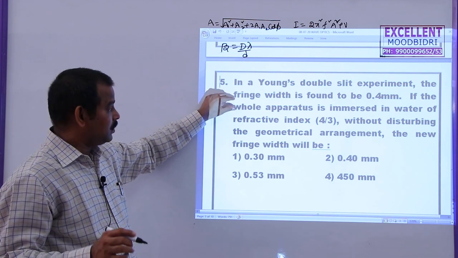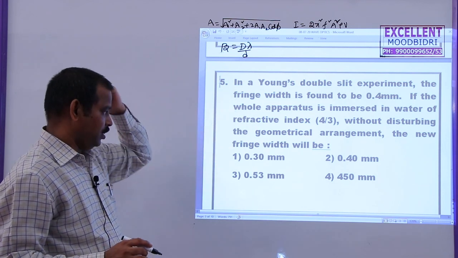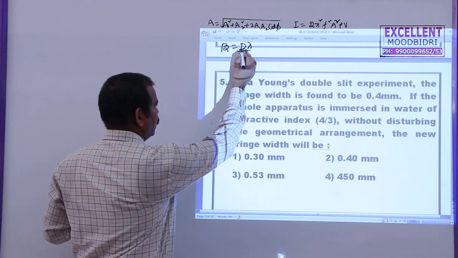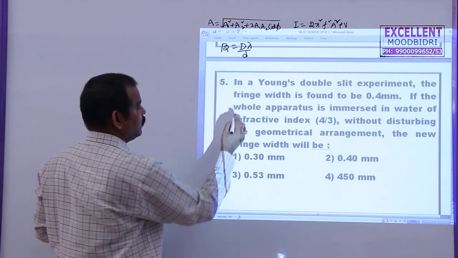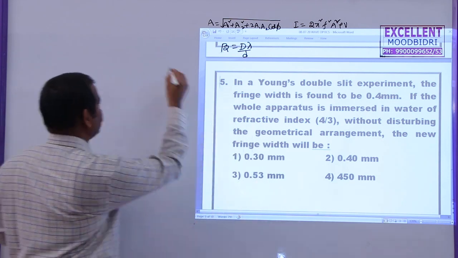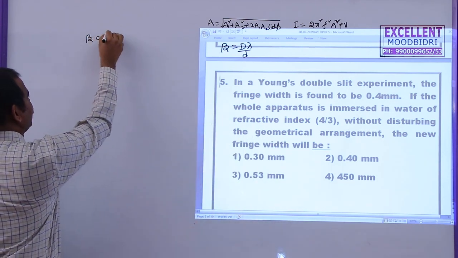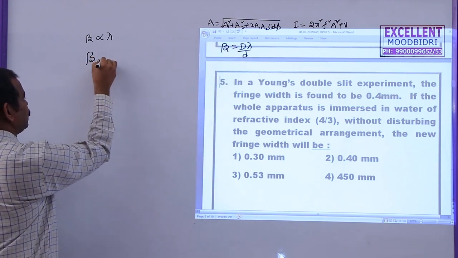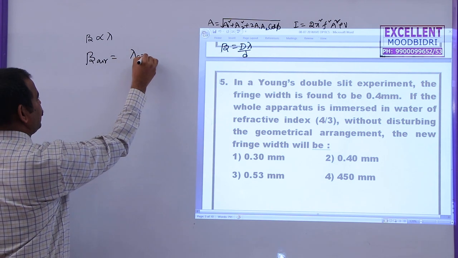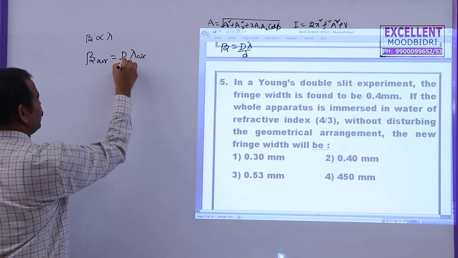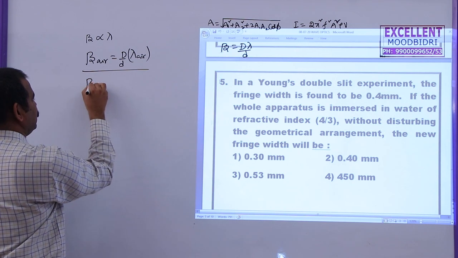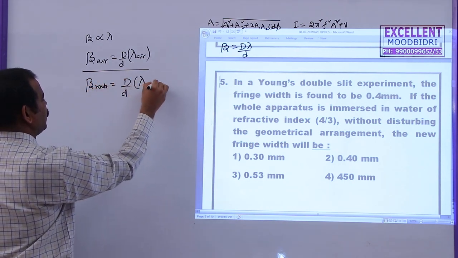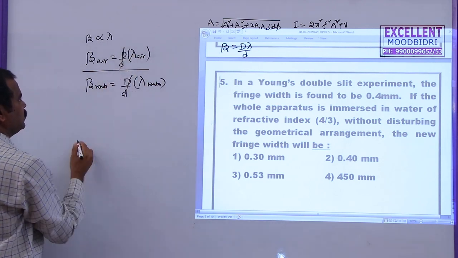If the whole apparatus is immersed in water of refractive index 4 by 3 without disturbing the geometrical arrangement, means capital D and small d are not changing, then what is the new fringe width? The fringe width is directly proportional to lambda without disturbing capital D and small d. In air, the fringe width is capital D by small d into lambda air. In water, the fringe width will become capital D by small d into lambda water. So these two get cancelled.